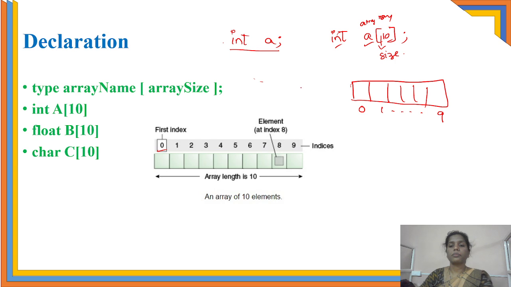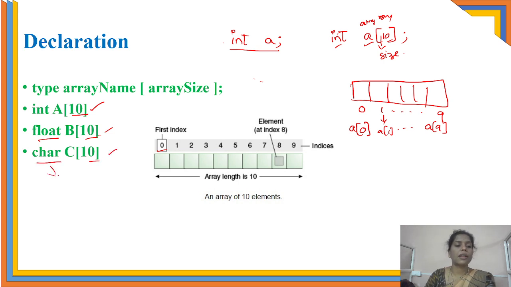Okay. So this is the first index: A of 0, A of 1, up to A of 9. This is an integer array which can store 10 elements. This is a float array which can store 10 float elements. This is a character array which can store 10 characters. A character array is also called a string.